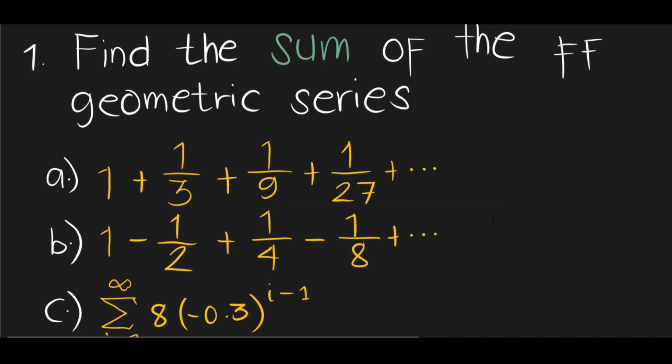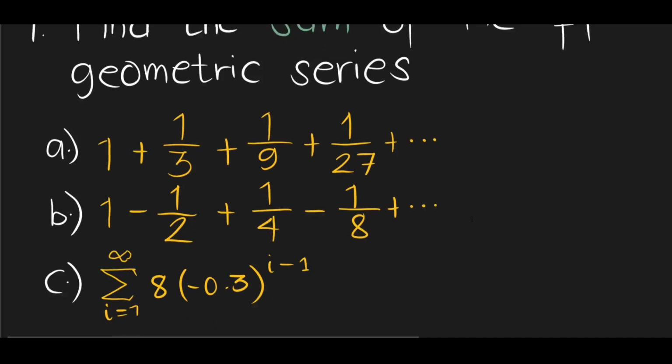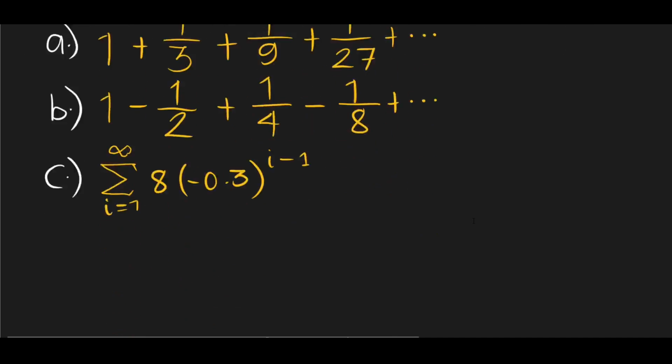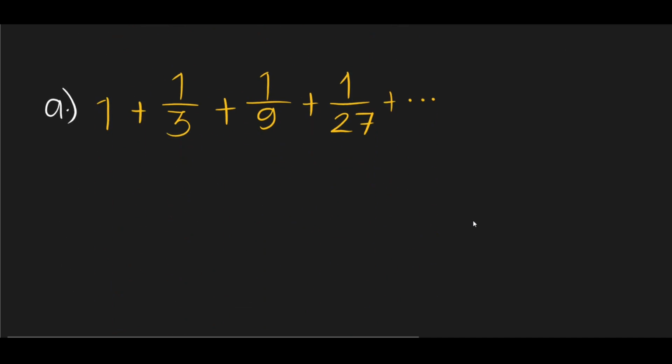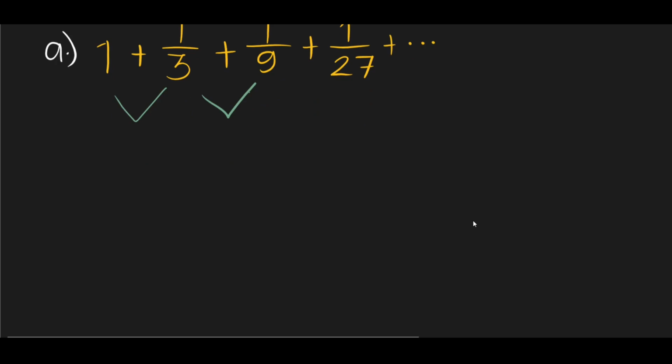Hello everyone, let us now solve some problems in finding the sum of the geometric series. Okay, so we have three items right here, and let's start with the first one. Before anything else, let's determine our R, our common ratio, by dividing 1/3 by 1, and then 1/9 by 1/3. So let's start: 1/3 divided by 1, that would be 1/3, right?